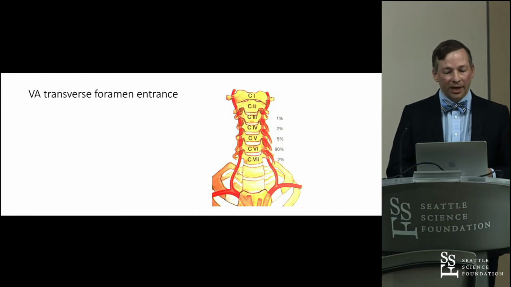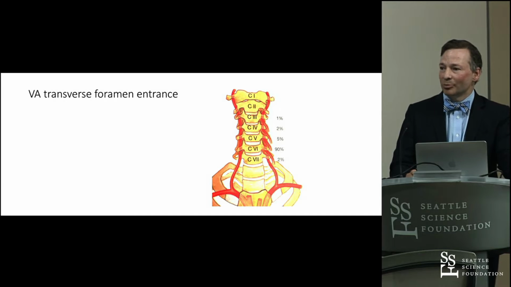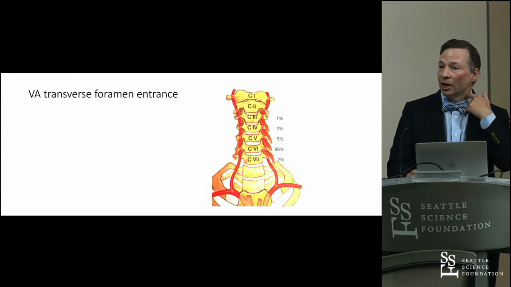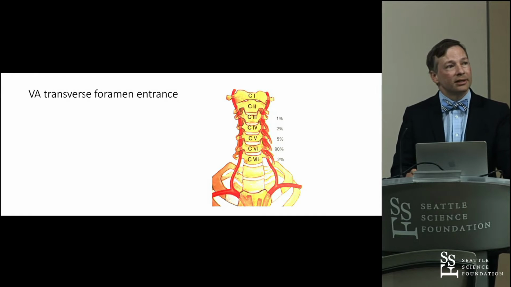So where does the vertebral artery first enter into a cervical transverse foramen? That's a nice little simplified depiction. Almost all are going to be at C6, or a vast majority, right at Chassaignac's tubercle, the carotid tubercle. And then you can see it descends as you go higher. So C5 at 5%, C3 maybe 1%. You shouldn't see it above that. And then C7 is very uncommon.